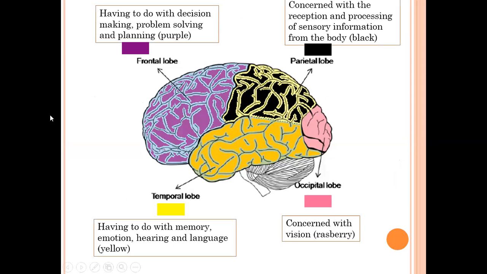All right. The frontal lobe is having to do with decision-making, problem-solving, and planning. And we are going to color that in purple. The parietal lobe is concerned with the reception and processing of sensory information from the body, and we're going to color that in black. The temporal lobe is having to do with memory, emotion, hearing, and language, and we're going to color that in yellow. And the occipital lobe is concerned with vision, and we're going to color that in pink. It says raspberry. Raspberry is pink. On the instructions, it says pink. All right?